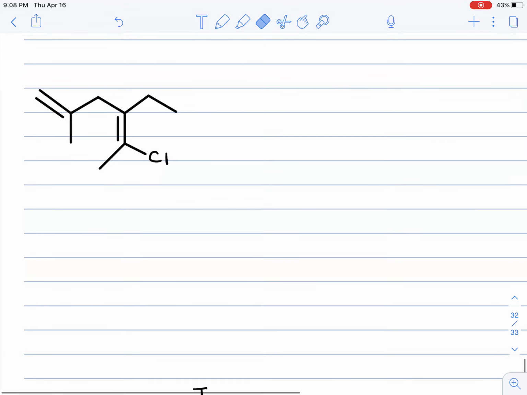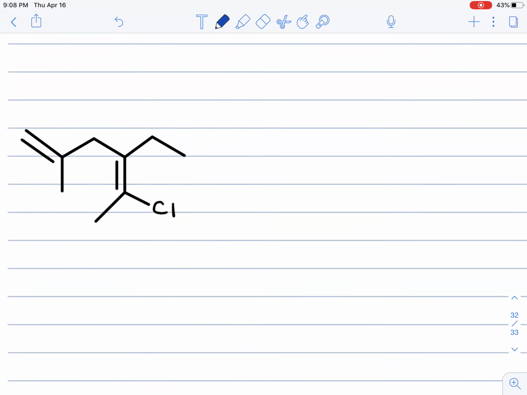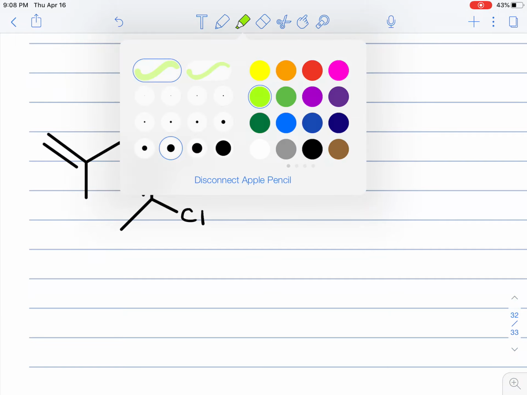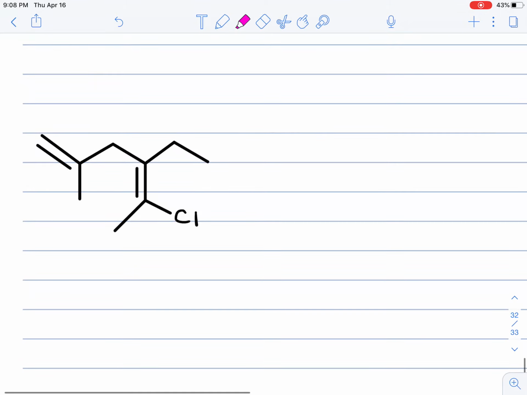All right, so let's go ahead and take a look at this example. This is just a little bit different. We're just kind of layering on our knowledge. And so the very first thing that we need to identify is, once again, our longest carbon chain. That much has not changed. And so I'm going to start from left to right.